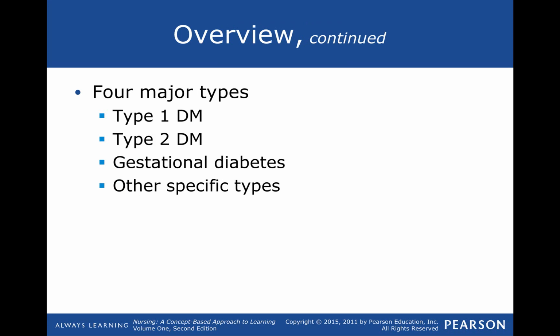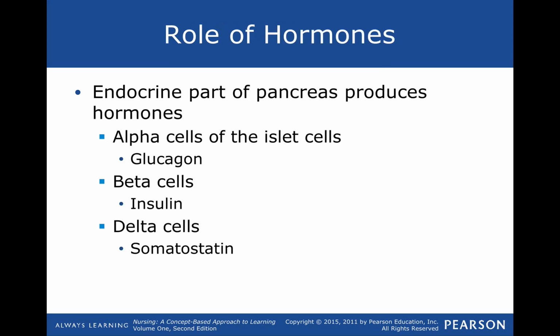Now there are 4 types that are listed. Type 1, type 2, and gestational diabetes. And then they always, in every medical thing you will ever see, throw in something called other. That's when we don't know what's going on. But let's look at the different types there. We're going to get into those a little bit more in a minute.